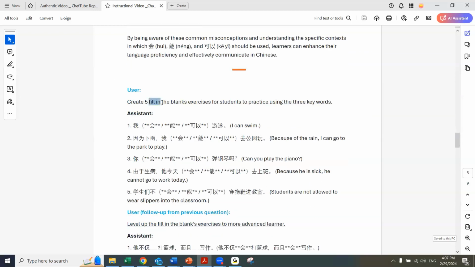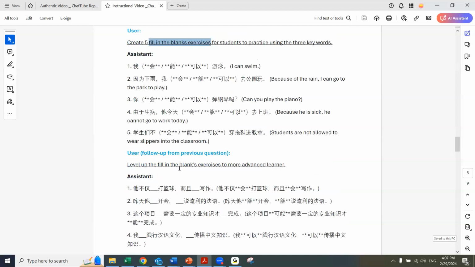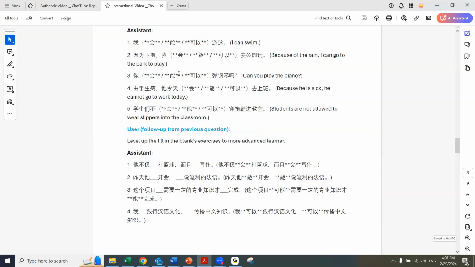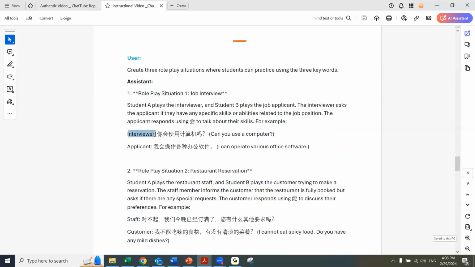So I also tried the fill in the blanks exercise. And this time I'm like, okay, this is pretty easy. Let's see if I can make it more advanced. So I just said level up those exercises to a more advanced learner. And then it did, because it made more complex sentence patterns, added more sentence structures, and also added more complicated verbs for role play situations to practice those 3 words, right? And then it gave me pretty clear prompts.